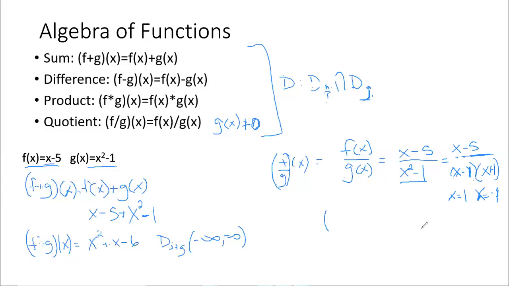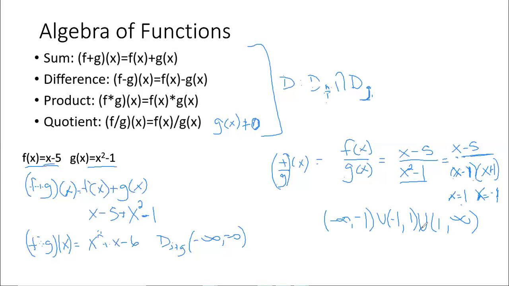So we do that. We start at negative infinity. We go all the way to our first exclusion, which is negative 1. And we go from our first exclusion, negative 1, to our next exclusion, which is 1. And then we go from 1. We have no other exclusion, so we go all the way to infinity.